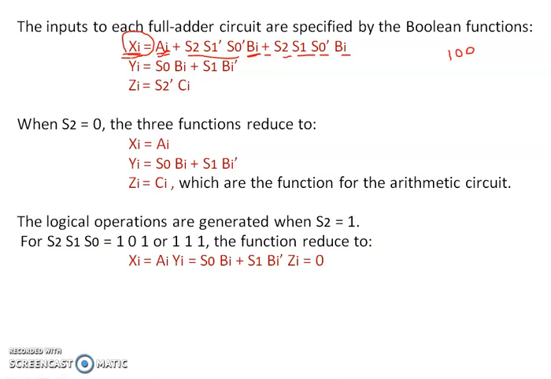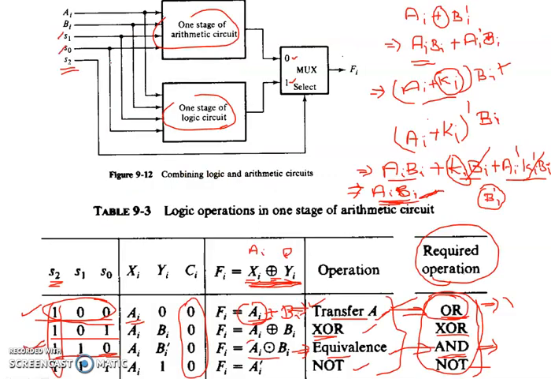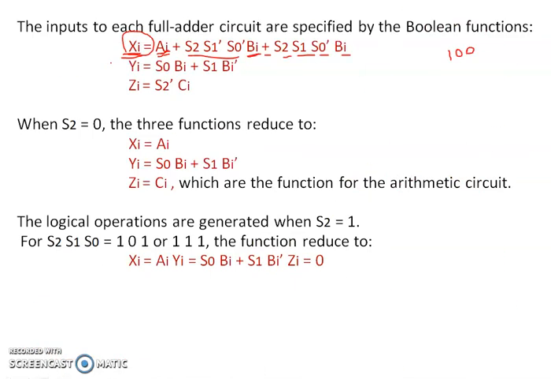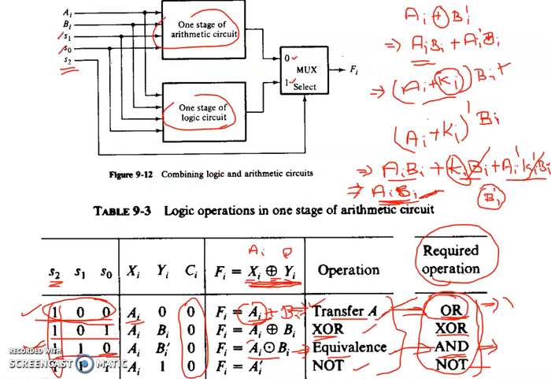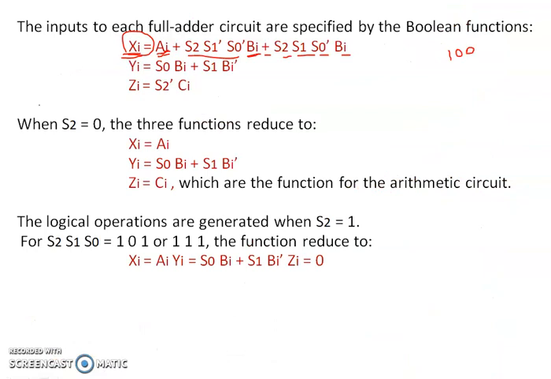Okay, so then Yi will be S0 BI and S1 BI complement. In case of Yi, there is no change when compared to that of the arithmetic circuit. So what is the function that is used in the arithmetic circuit? The same function we are using here also in case of input Yi.